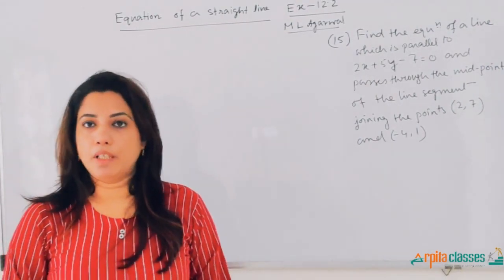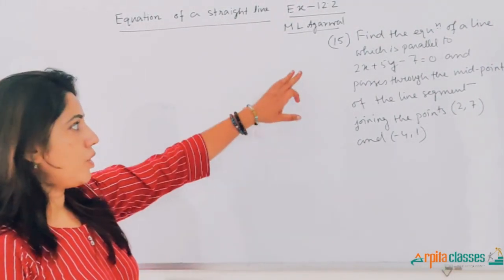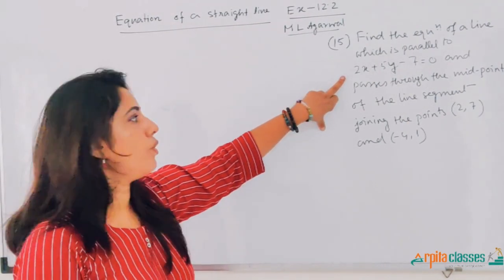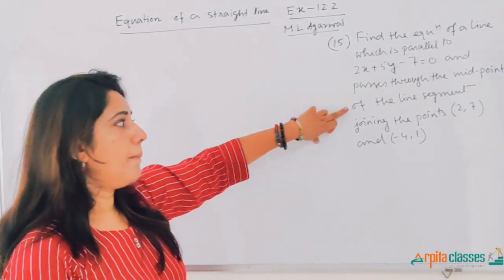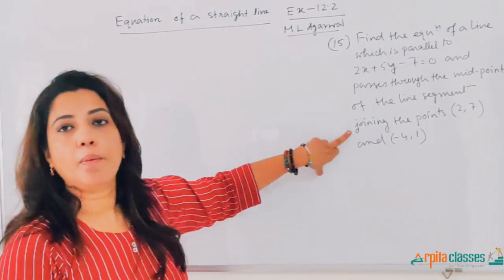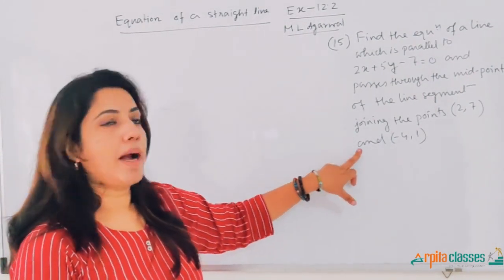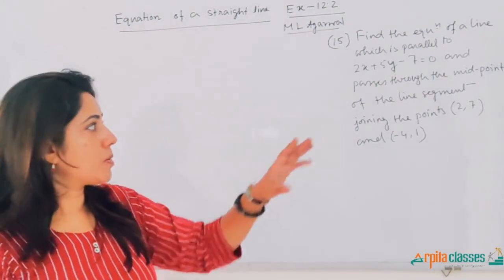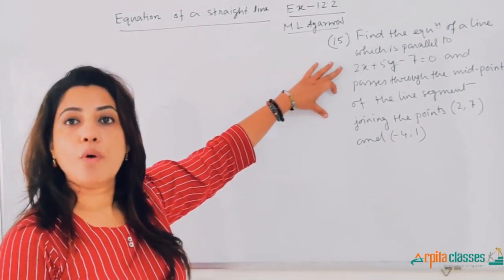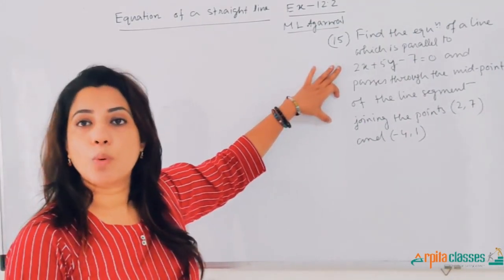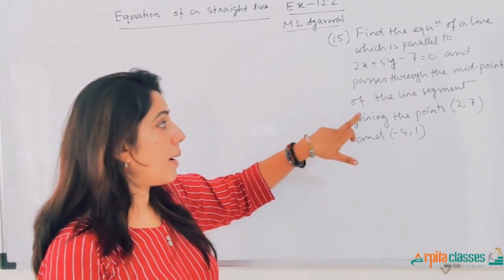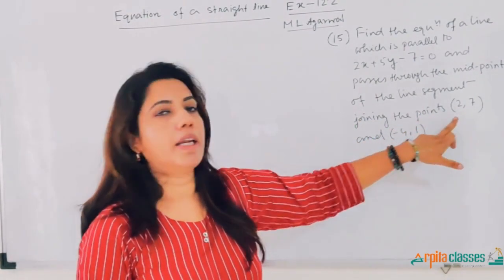So question number 15 is in front of you. Find the equation of a line which is parallel to 2x plus 5y minus 7 is equal to 0 and passes through the midpoint of the line segment joining the points 2, 7 and minus 4, 1. So now we need to find out the equation of a line which is parallel to this line. So from this information we get the slope of the required line.